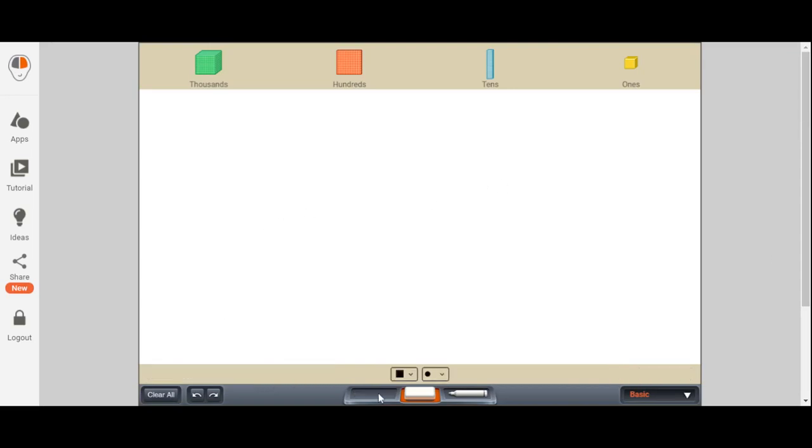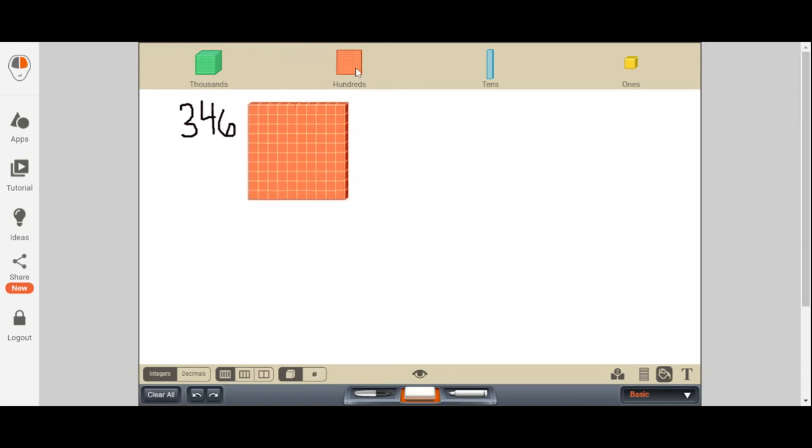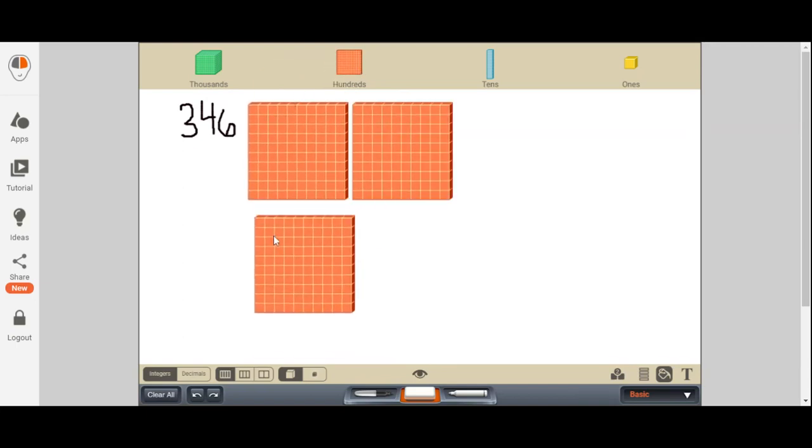So the first thing I'm going to do is build a number. So my number is going to be 346. So I'm going to put this up and I will actually build it with the blocks instead of drawing the picture this time. We will be moving to that picture model strategy eventually.